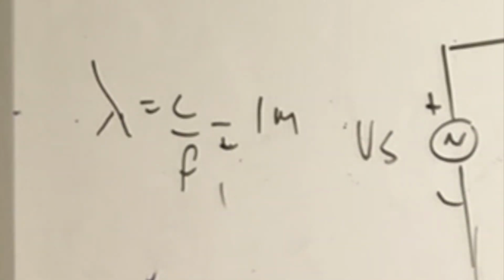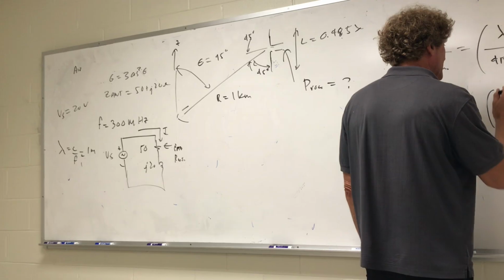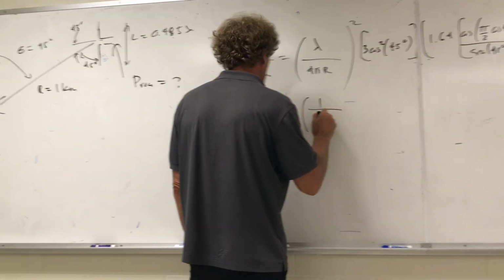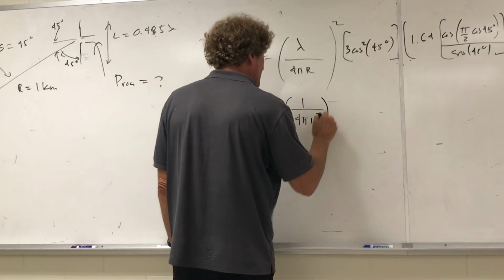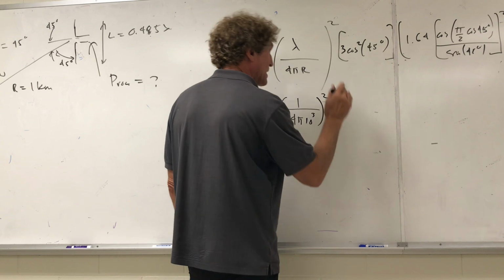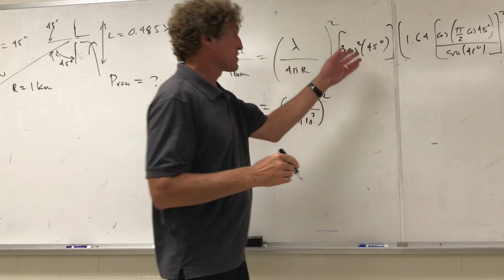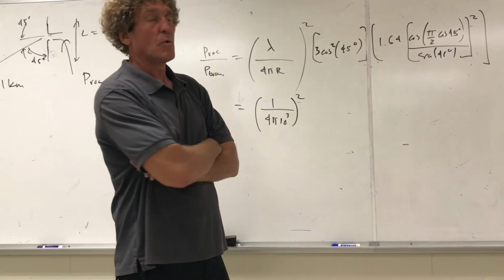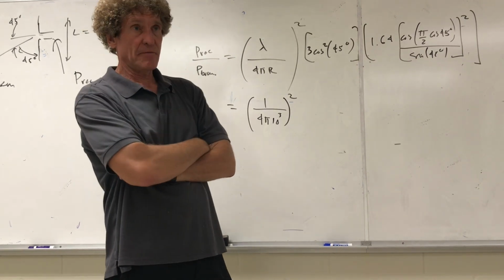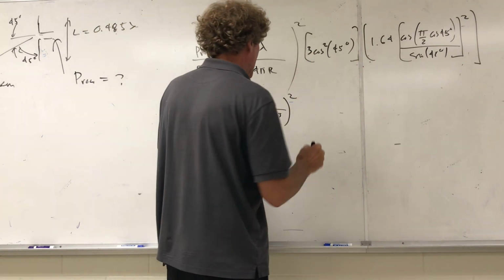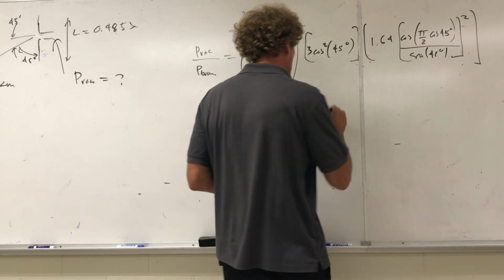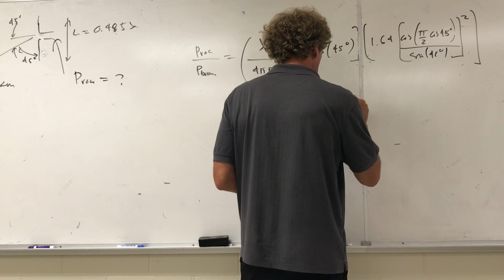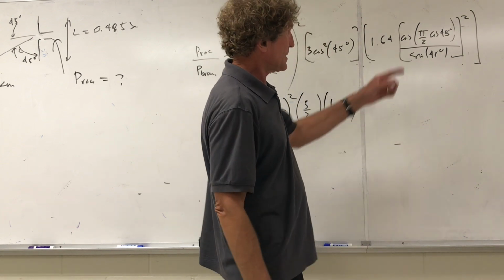So now the ratio of P received to P transmitted, which we'll get to P transmitted in a second, is 1 over 4 pi times 1,000, or 10 to the third, and it has to be squared. Here, what is the cosine of 45, anyone? 1 over square root of 2. If we square it, it's 1/2, right? So this is 3/2 on purpose. And this is 1.64, period.